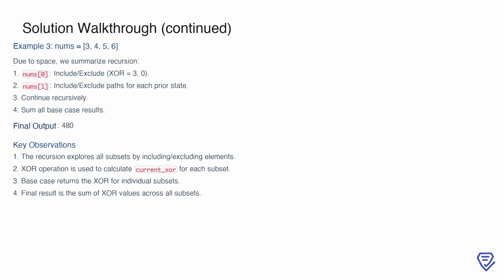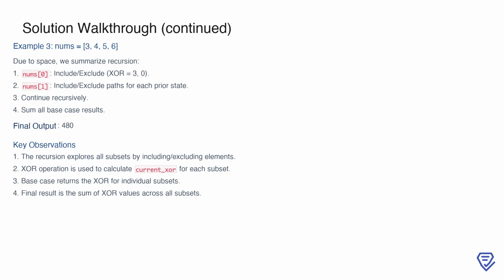Now, let's look at a larger example where nums is [3, 4, 5, 6]. Here, the recursion follows the same pattern. Starting with nums[0], we explore both options, including or excluding it, resulting in XOR values of 3 and 0, respectively. For each state, we proceed to nums[1], again branching into include and exclude paths, and continue this process recursively for all elements in the array. At the base case, we return the XOR values for all individual subsets. Summing these results gives the final output for the input [3, 4, 5, 6], which is 480.